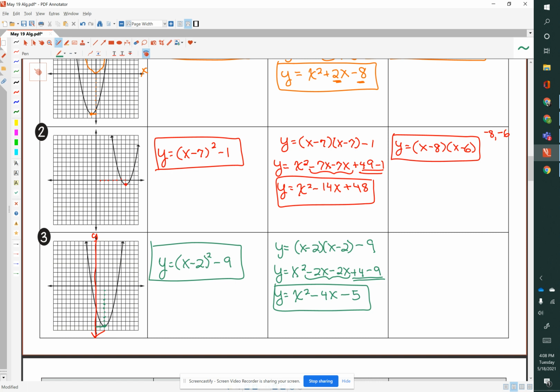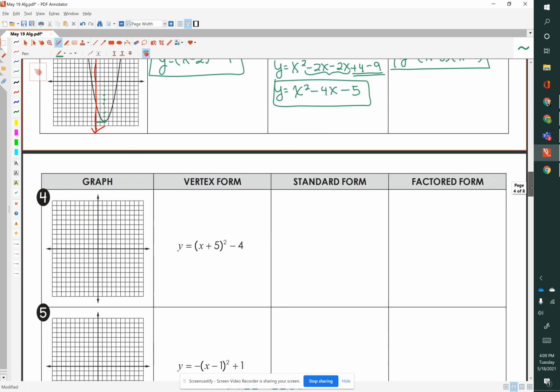To factor that, we need two numbers that add to negative 4 and multiply to negative 5. They will be a negative and a positive number, and the negative number will have a larger absolute value. So that's going to have to be negative 5 and positive 1. Let me rewrite that so it's a little neater. So y equals x minus 5 times x plus 1, and our work is done. You guys must be getting really good at factoring.